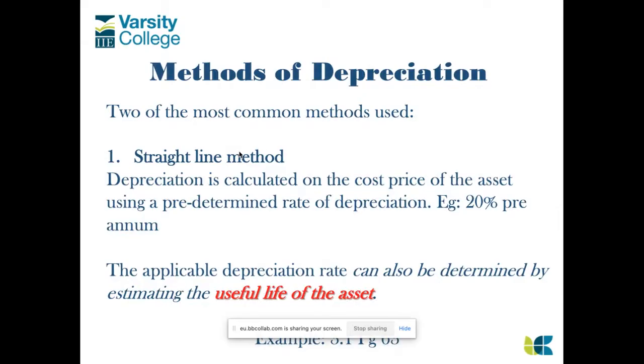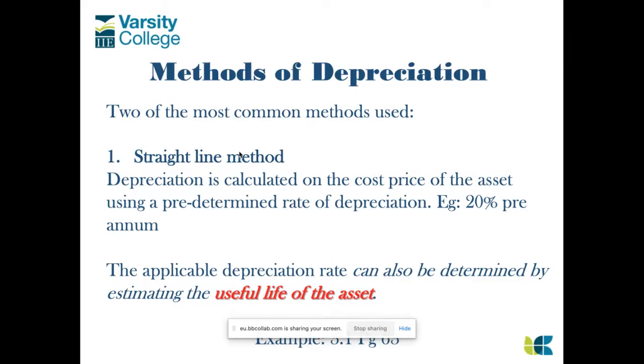Okay. Right. Now, when it comes to depreciation, we have two methods that we use. We have the straight line method. With the straight line method, depreciation is calculated on the cost price of the asset using a predetermined rate of depreciation. So they'll tell you your depreciation rate per annum is 20%. Then you just take the cost price and you say, okay, this asset is worth 100,000. 20% of 100,000, you have your 20,000 depreciation for that year.